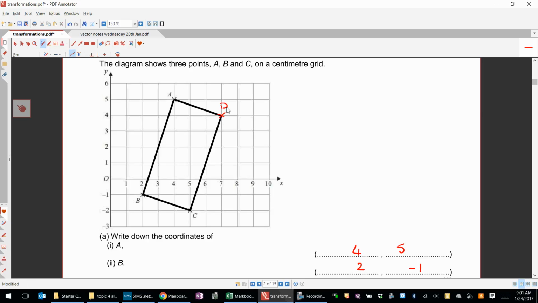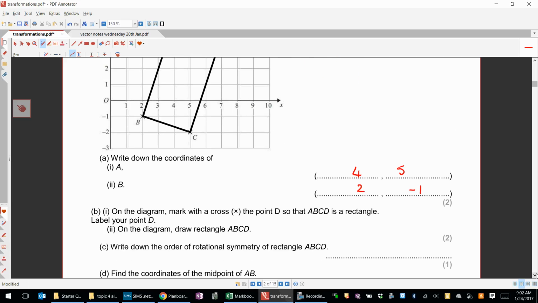So you can work it out that way. One thing, your point has to be on the cross of the grid. Okay? Just make a note to yourself. Use the grid. Okay? Definitely use the grid. Don't have D here somewhere. Alright? It will definitely be on the point of the grid. Okay.